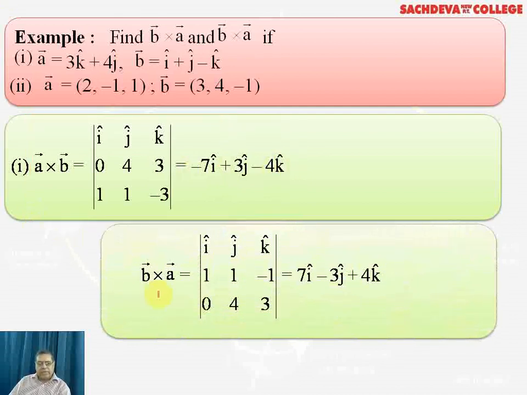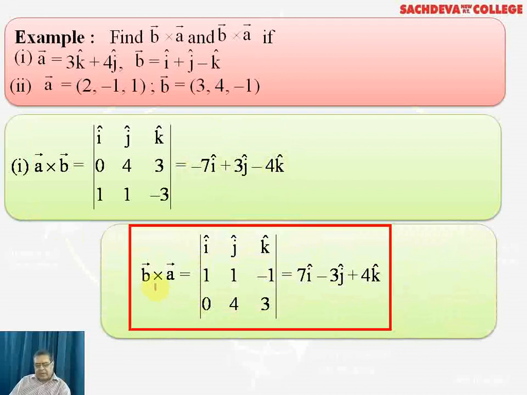Now we come to the second part. The earlier part was the cross product of A and B. The present part is the cross product of B and A. We have made similar calculations, and the signs have been changed. Minus 7i became positive 7i, plus 3j became negative, and minus 4k became positive.